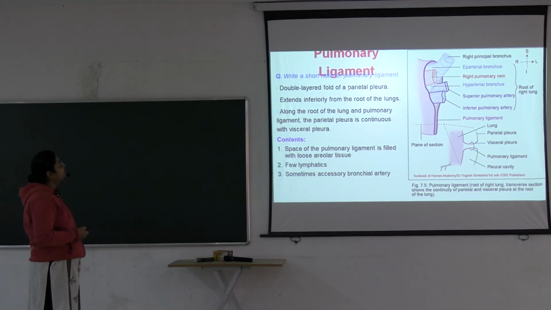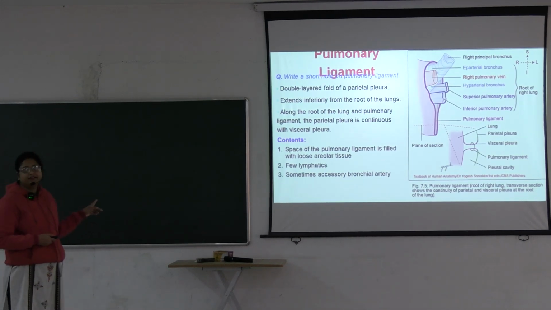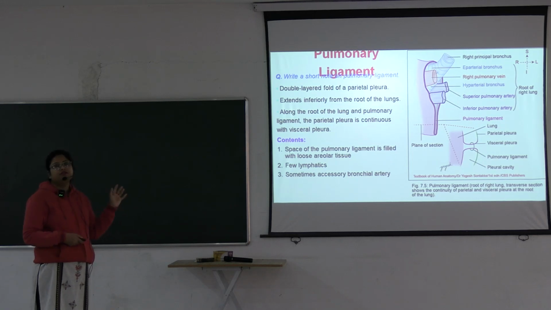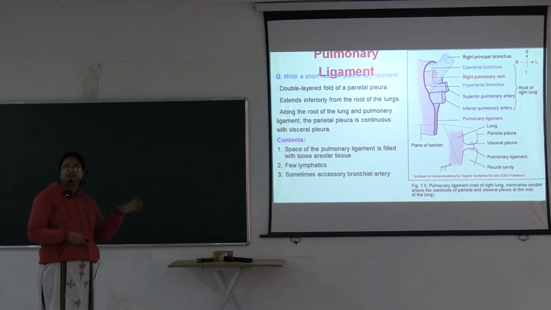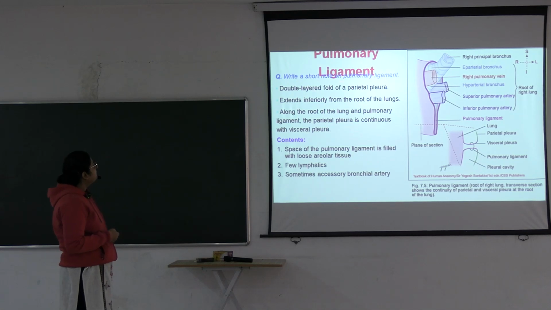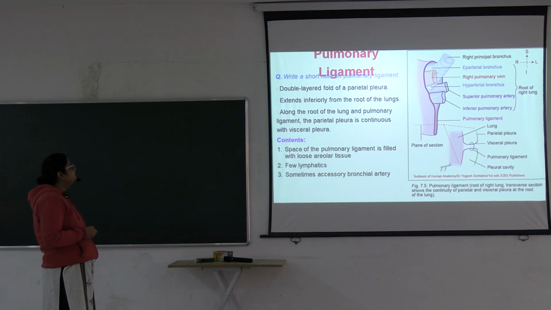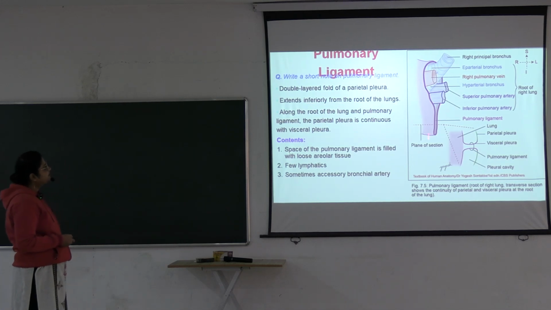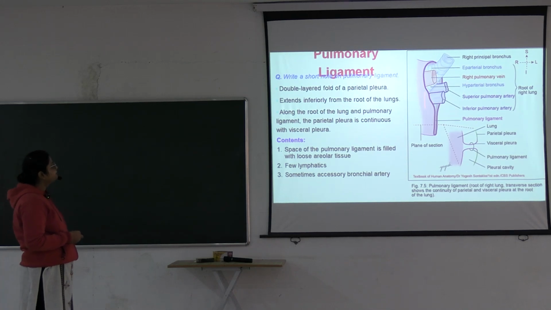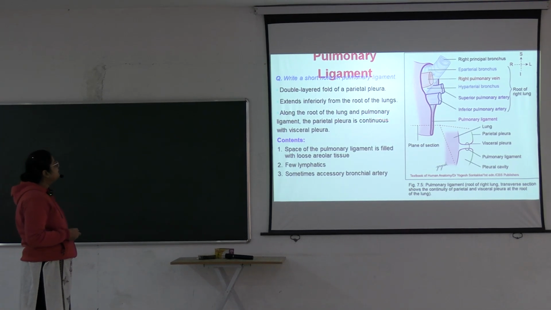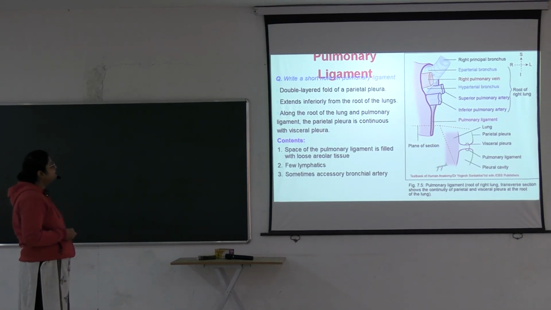So what is pulmonary ligament? It is also asked in your viva in lung viscera. Today in the dissection portion we will see the lung viscera. Okay. So you look over the lung viscera. So pulmonary ligament is a double layered fold of parietal pleura that extends inferiorly from the root of the lungs. See here, double layered fold of parietal pleura extends inferiorly from the root of the lungs. Along the root of the lung and pulmonary ligament, the parietal pleura is continuous with the visceral pleura.